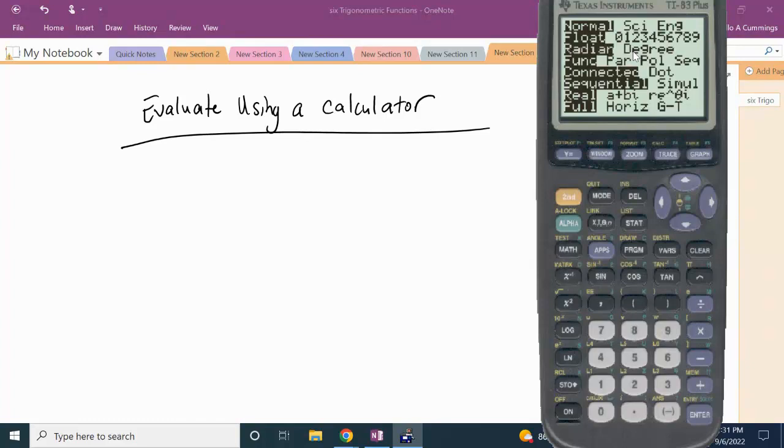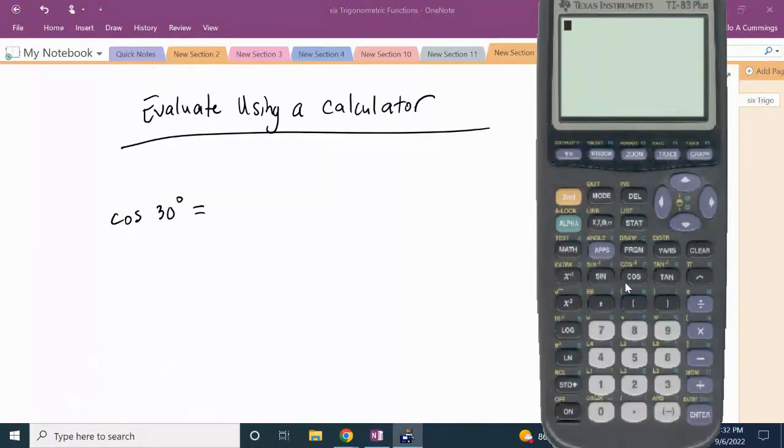So here is an example. The cosine of 30 degrees, we're going to evaluate with the calculator. Since we're given the angle measure in degrees, we want to make sure that our calculator mode is in degrees. So I'm going to hit the cosine of 30, close off the parentheses, and we have 0.866.